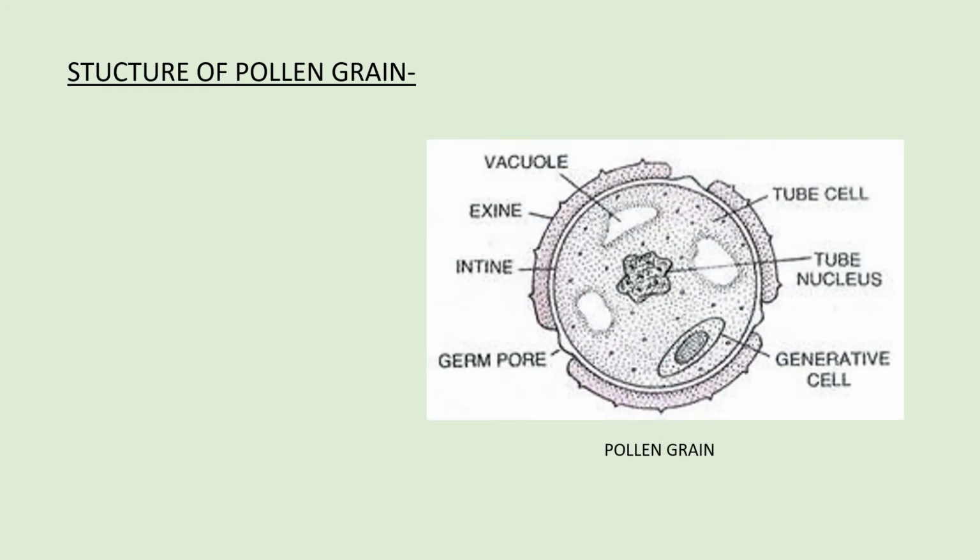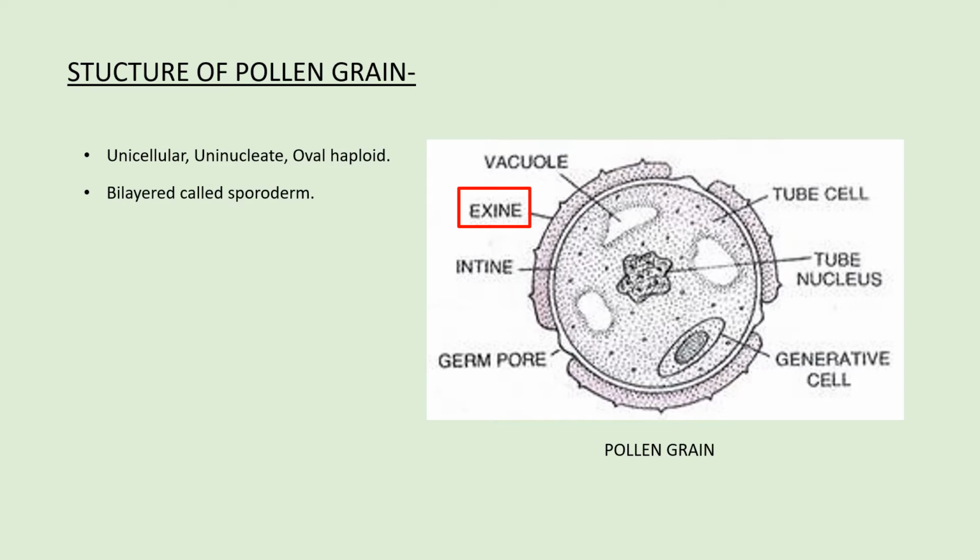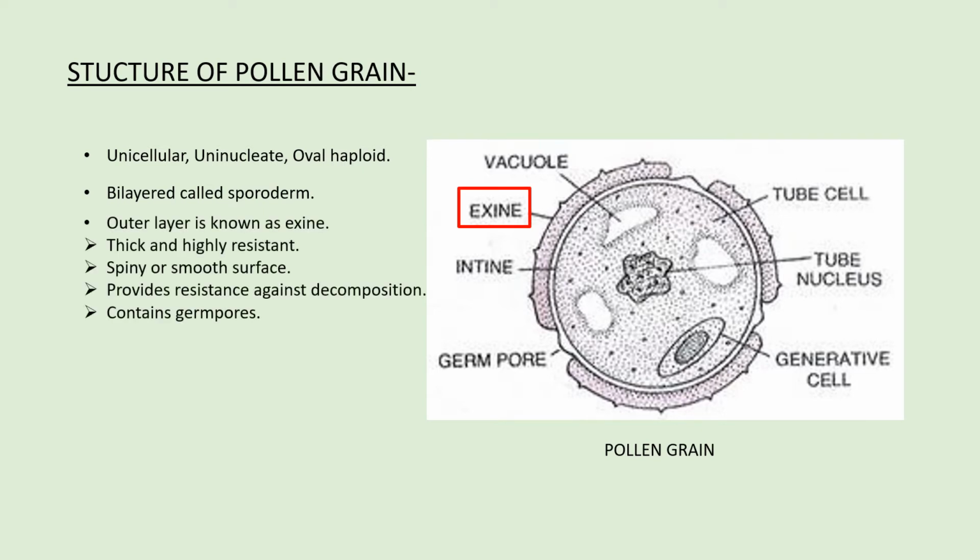Structure of pollen grain. Pollen sac, or the microsporangium, consists of the male gametophyte, called pollen grains. Each pollen grain is a unicellular, uninucleate, spherical or oval haploid structure. The wall of the pollen grain has 2 layers, called sporoderm. The outer layer of sporoderm is known as exine. Exine is thick and highly resistant. It may be spiny or smooth.